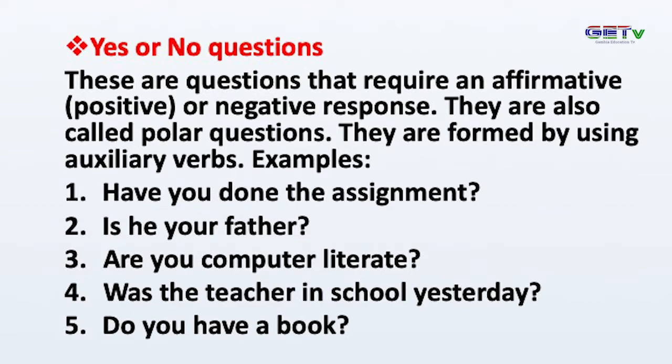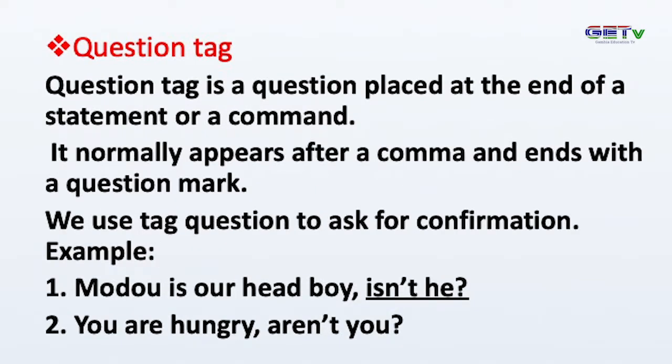Let's move on. We also have the question tag, which we discussed in our previous lessons. So here we say a question tag is a question placed at the end of a statement or a command. It normally appears after a comma and ends with a question mark. We use a tag to ask for confirmation. When you use a question tag, you don't need an answer, as we explained in our previous lesson.